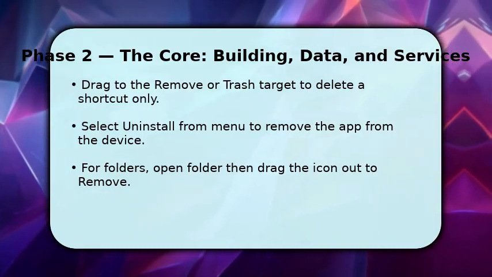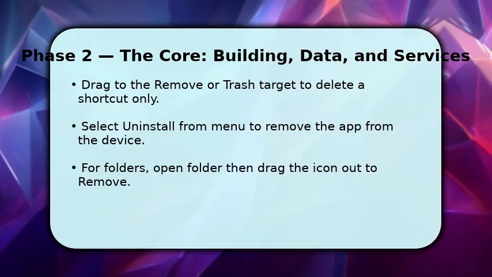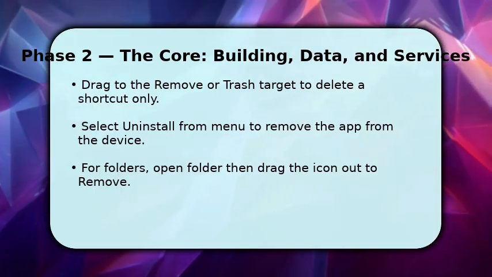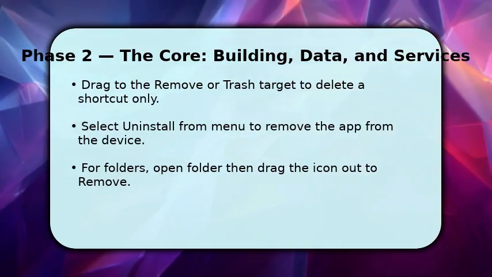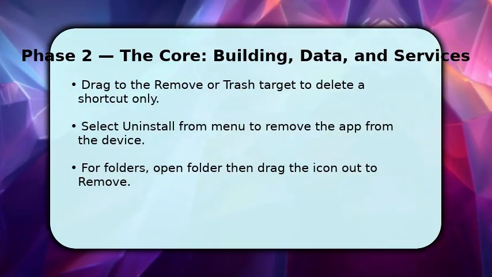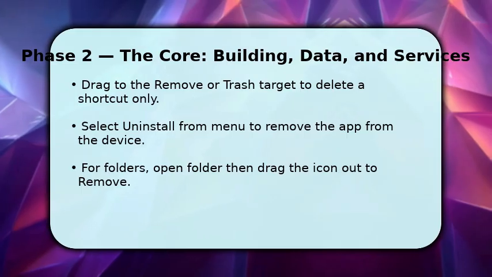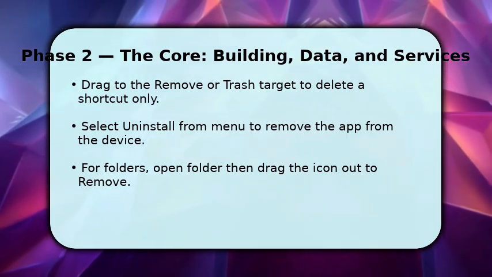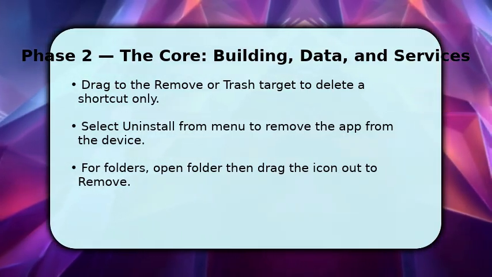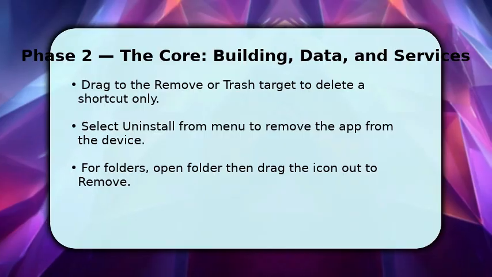If instead you chose uninstall from the press and hold menu, confirm the uninstall dialog to remove app data and the app itself. For icons inside folders, open the folder first, then press and hold and drag the icon out of the folder to the remove area. This clears the home layout while keeping control over what stays installed.